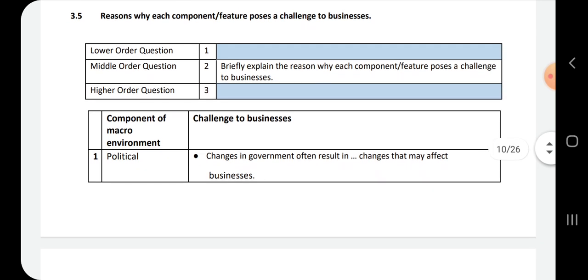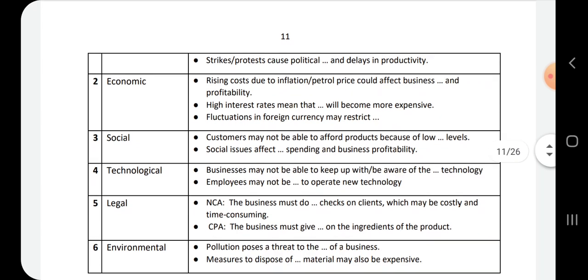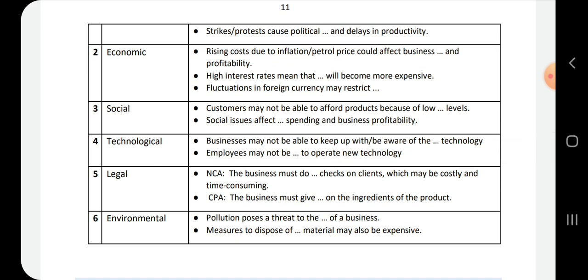Now the reason why each component poses a challenge to the business. You will be asked, how does political pose a challenge to business? A change in government often results in changes that may affect a business. So when the political party goes down, their term is over, there's so much uncertainty for the business on what the next political party is going to impose on businesses. With the economy, rising costs due to inflation and petrol price could affect businesses negatively. They could affect the business's profitability.